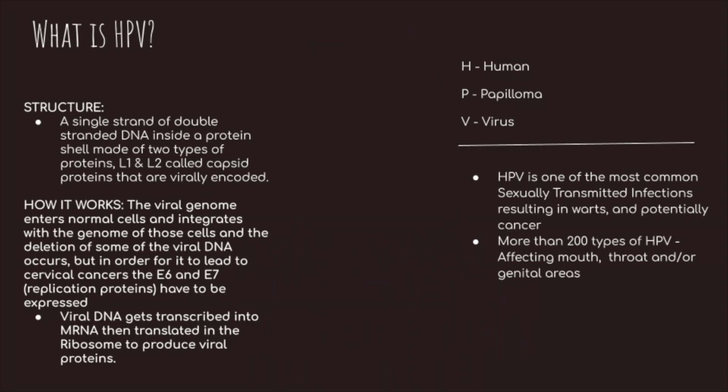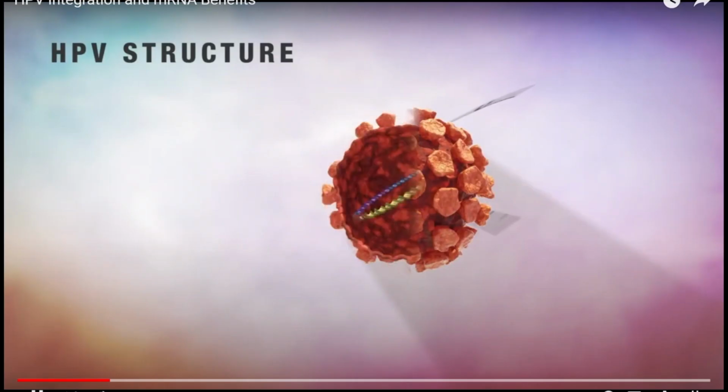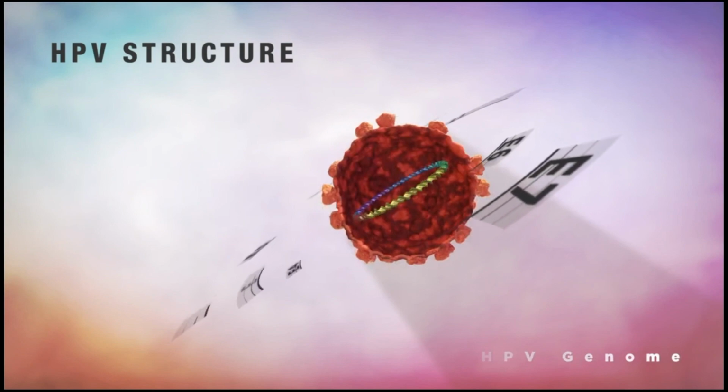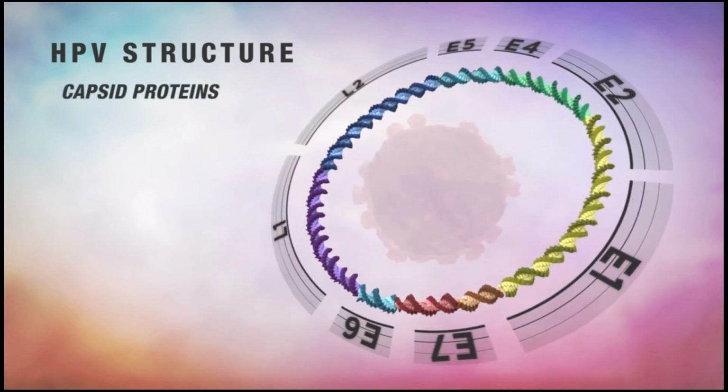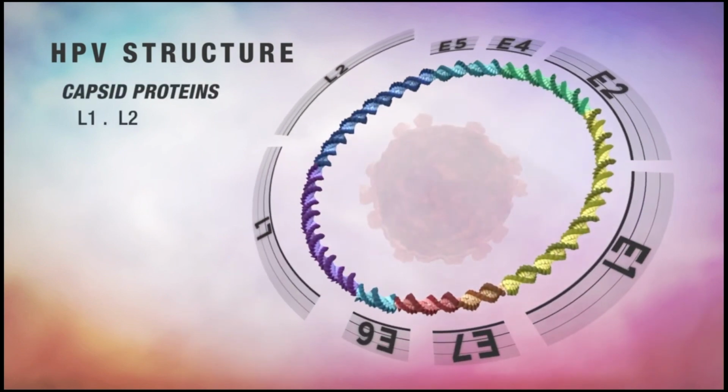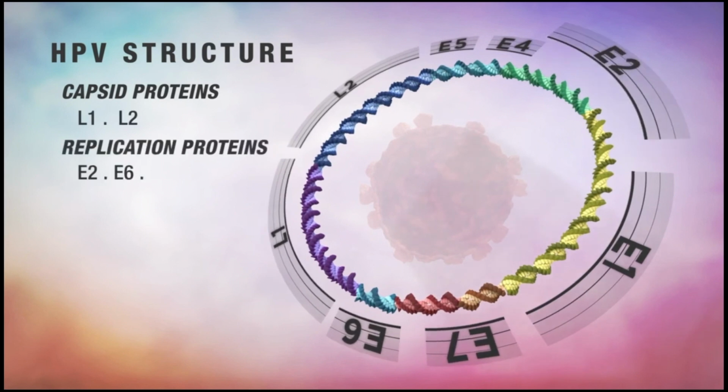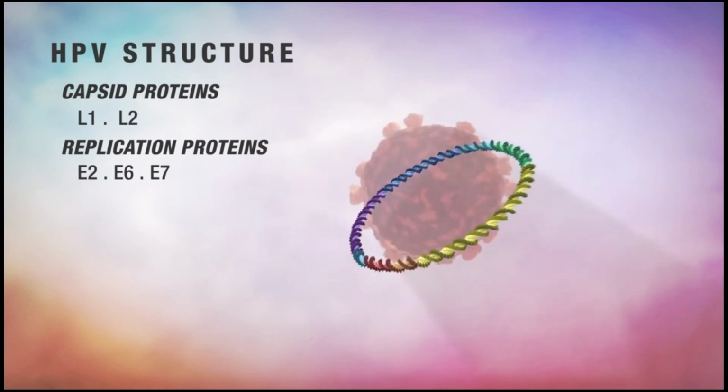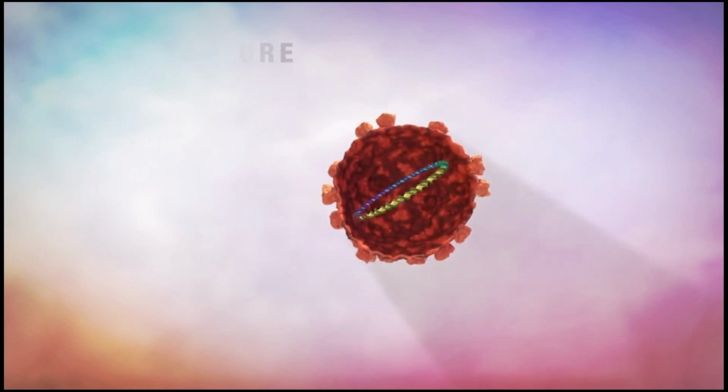What does HPV look like and how does it work? The structure of HPV contains a single strand of double-stranded DNA inside of a protein shell made out of L1 and L2 proteins that are virally encoded. Similarly to other viruses, the HPV virus needs a host cell in order to replicate.